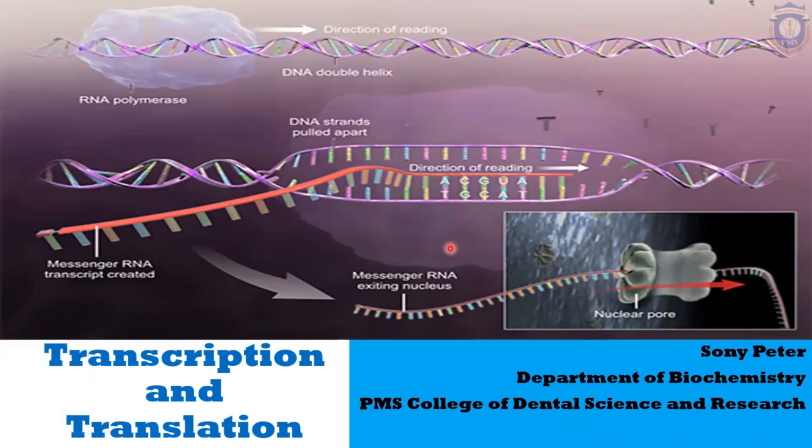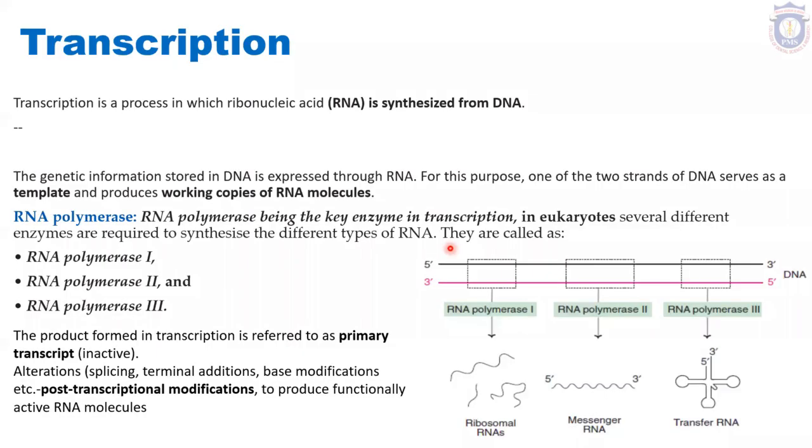Transcription and translation. Transcription. Transcription is a process in which ribonucleic acid is synthesized from DNA. The genetic information stored in DNA is expressed through RNA. For this purpose, one of the two strands of DNA serves as a template and produces working copies of RNA molecules.